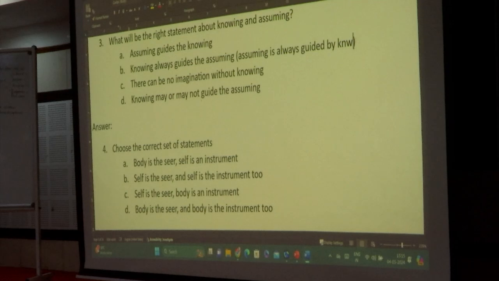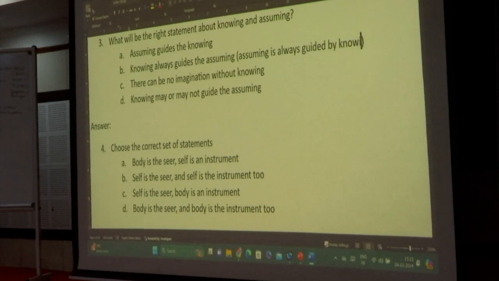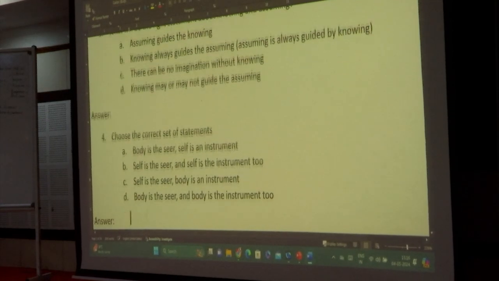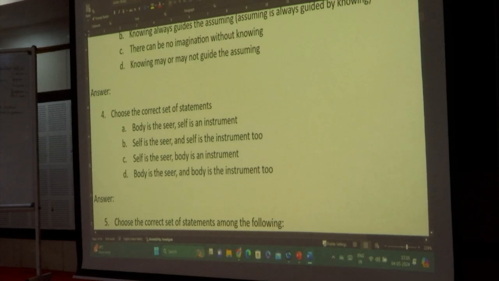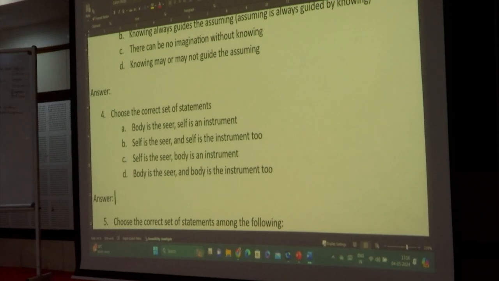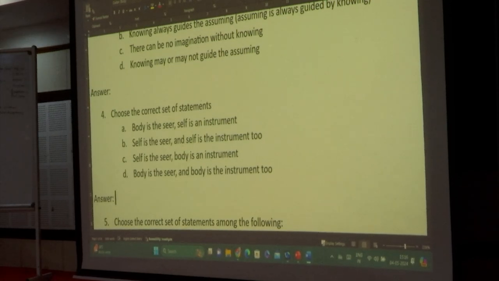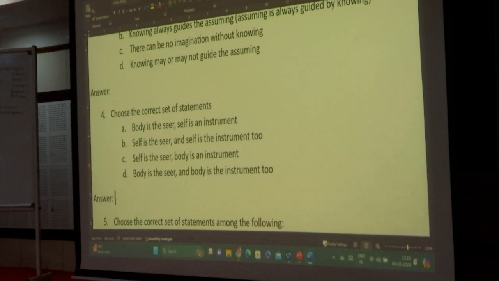Choose the correct set of statements. Okay. See, Bhaiya. See. Self is the seer, body is an instrument. Choose the correct set of statements. Next.